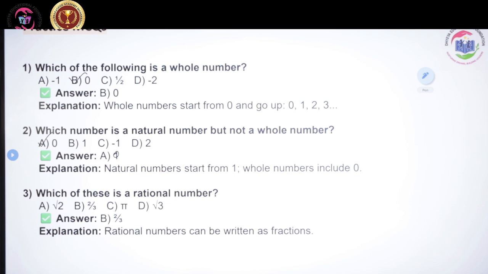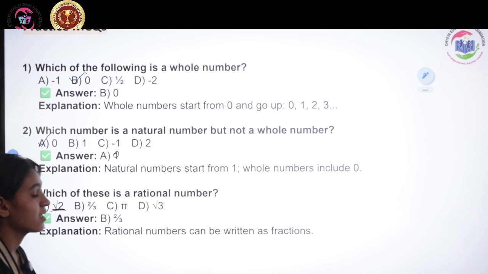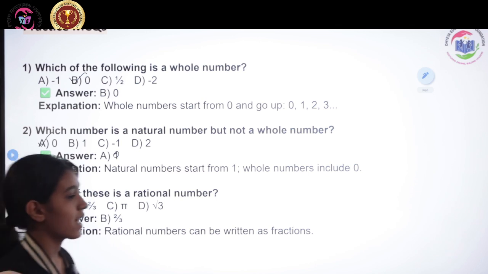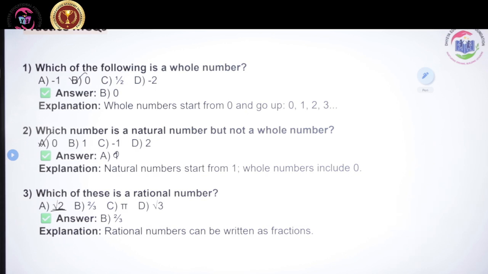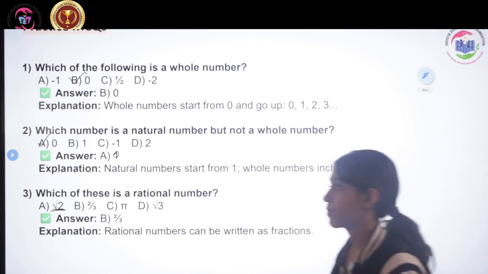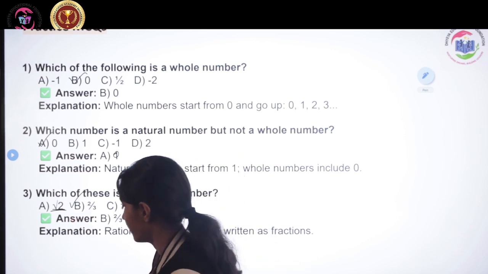Which of these is a rational number? We have to find the rational number. Option A √2, option B 2 by 3, option C pi, option D √3. What is a rational number? First of all, a rational number is expressed as P by Q. Can I write √2, pi or √3 in the form of P by Q? There is only one option which can be written as P by Q. That is option B, so option B is a rational number.